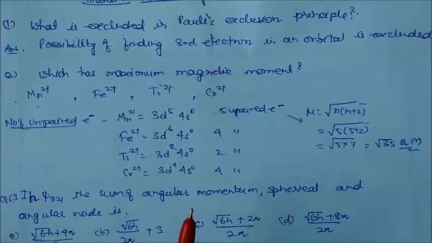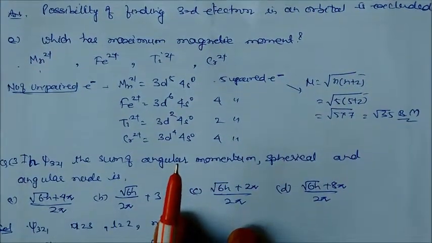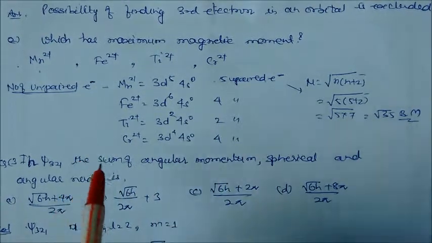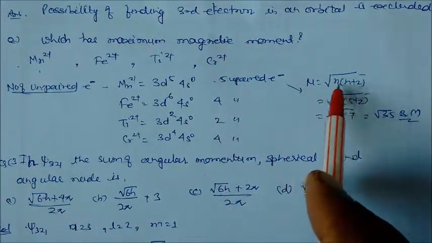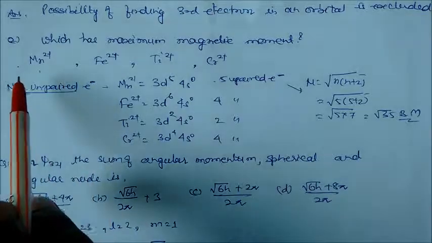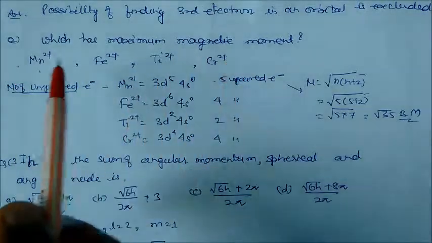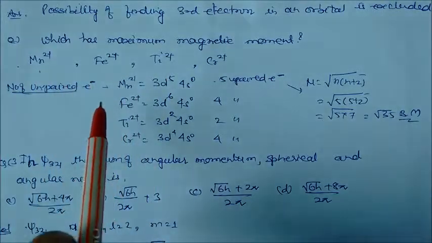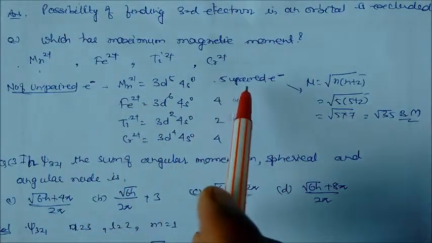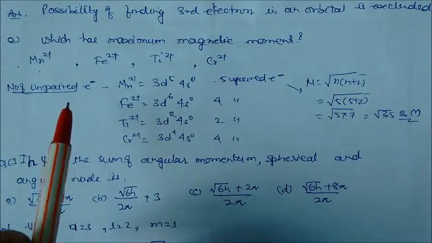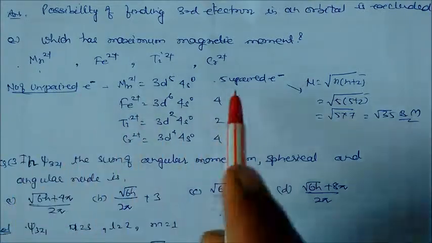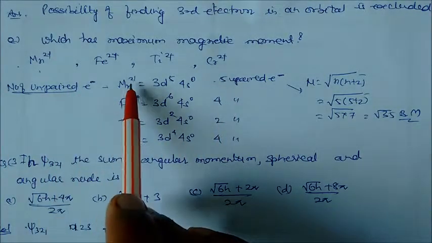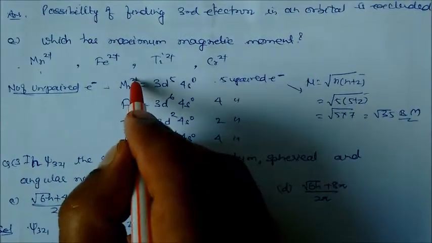Which has maximum magnetic moment? So magnetic moment, we know the formula very well, that is square root of n into n plus 2. This is the actual rule. So we have to find out the magnetic moment. Which of the following has maximum magnetic moment? If the ion has more number of unpaired electrons, that ion has the most magnetic moment, and that can be very good magnets. So Mn2+, first write the configuration of this one.